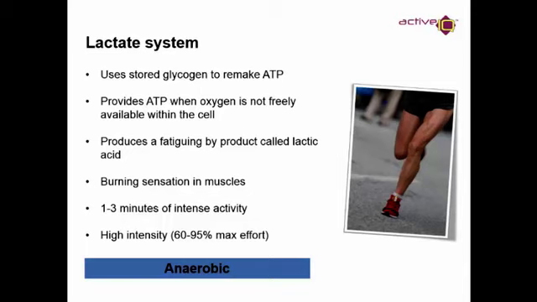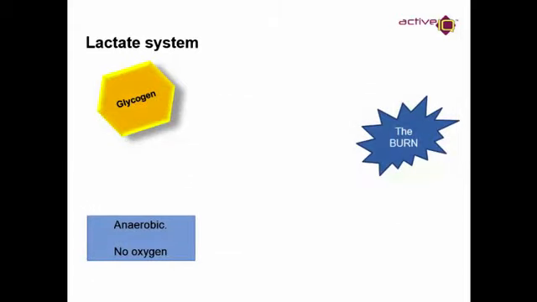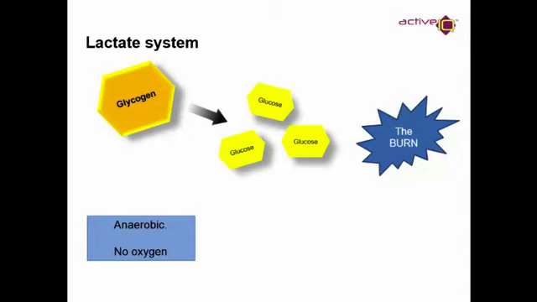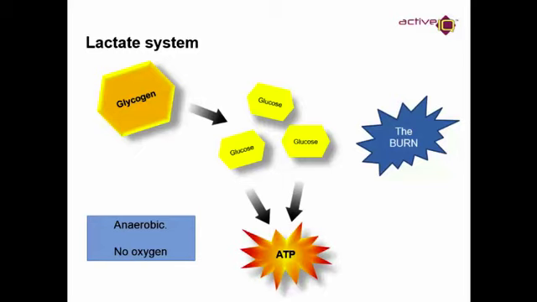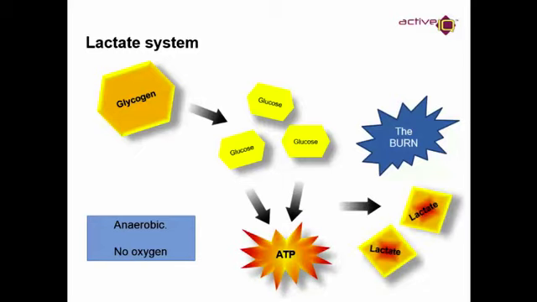You can't use creatine phosphate for something that lasts 1 to 3 minutes, because it only lasts for 30 seconds, and that's when we'll use the lactate system. If we're working intensely at between 60 and 95% of our maximum effort for 1 to 3 minutes, we're going to use the lactate system, okay? What happens with the lactate system is we take that glycogen stored in the muscles and break it down into something called glucose. We then use the glucose to create ATP. That gives us energy, but there is a waste product, okay? And the waste product of the lactate system is something called lactic acid.